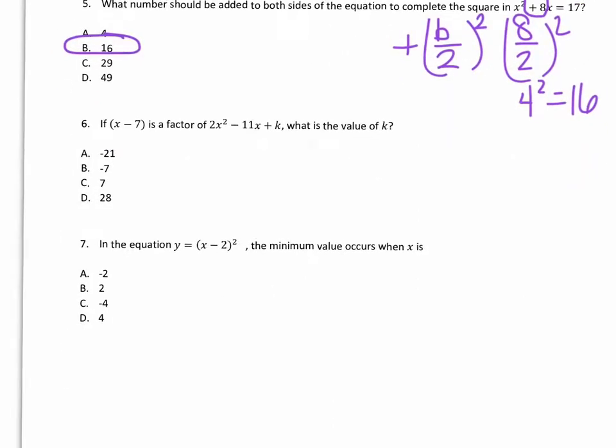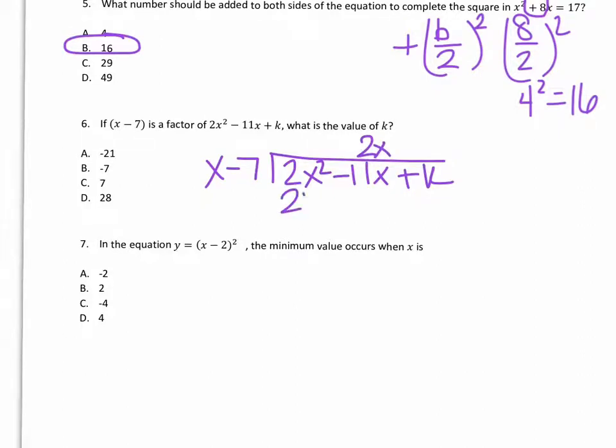Next one: if x minus 7 is one of those factors, what is k? This would be a division problem. So if I had x minus 7 and it goes into 2x squared minus 11x, and then I have to know what k is. So let's take a look at it. x goes into this 2x times. So 2x times x is 2x squared. 2x times negative 7 is negative 14x. Now don't forget, when I do this, I'm going to change these signs because I'm subtracting.